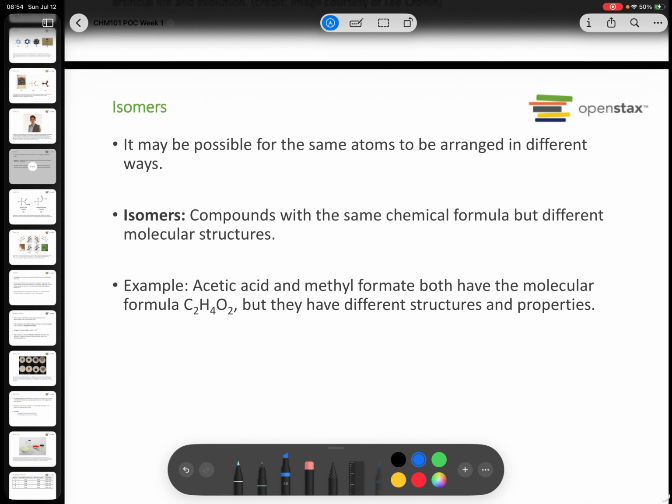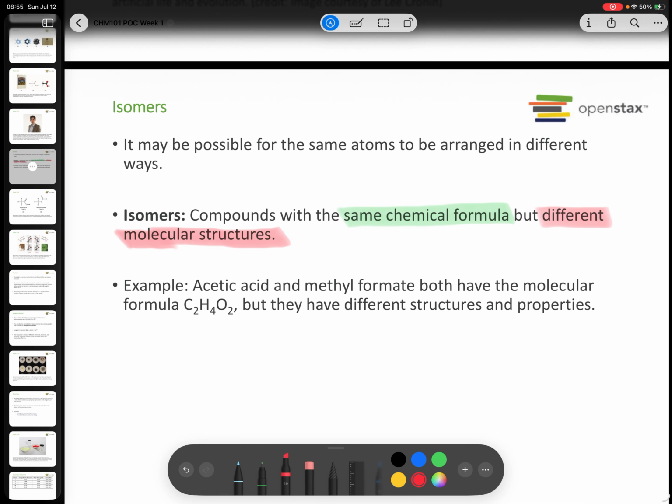Sometimes, the same atoms can be arranged in different ways. Compounds with the same chemical formula but different molecular structures are called isomers. Okay? Let's repeat that: compounds with the same chemical formula but different molecular structures. Okay? They are called isomers.